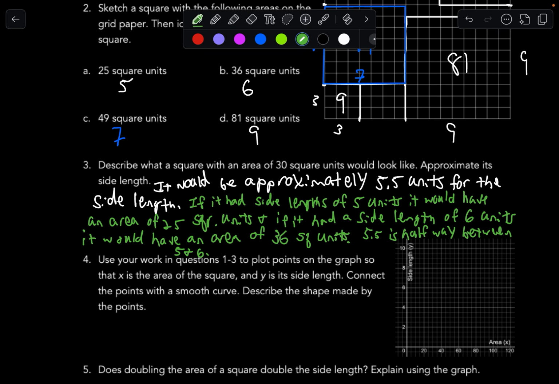It says use your work in questions 1 through 3 to plot points on the graph so that X is the area of the square. So this is the area. And the side length is Y. So this is the side length.